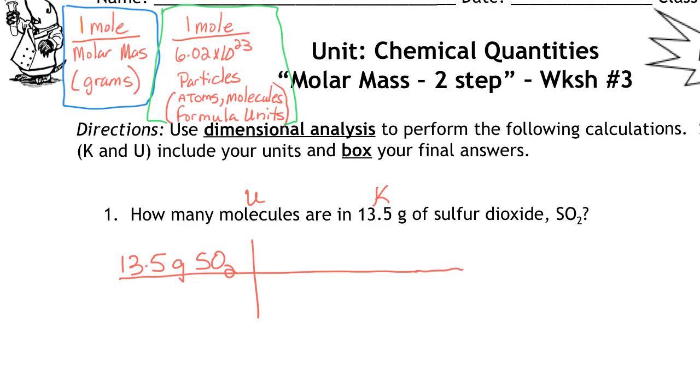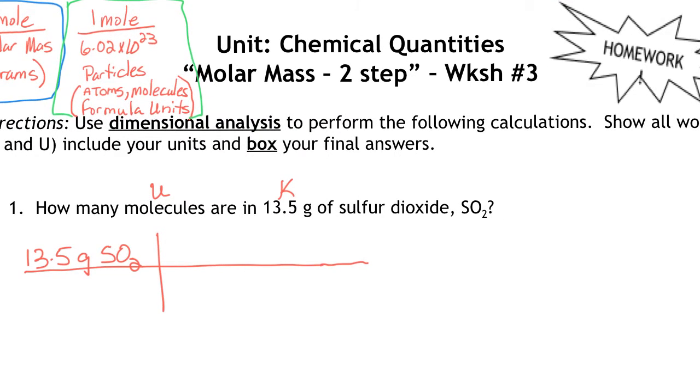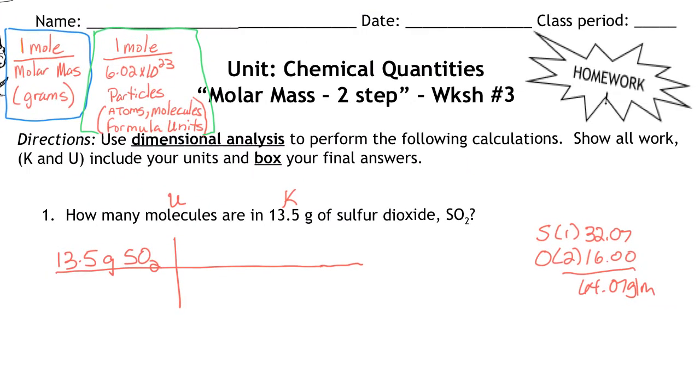Remember, to calculate the molar mass, we're going to do a separate problem over here on the side. I've got SO2, I've got 1 sulfur. Each sulfur weighs 32.07. Now I have 2 oxygen. Each of them weighs 16. Now when you calculate that, you're going to get a molar mass of 64.07 grams per mole. So we've got grams on the top, and we're going to need grams on the bottom of the next one. So 64.07 grams per 1 mole.